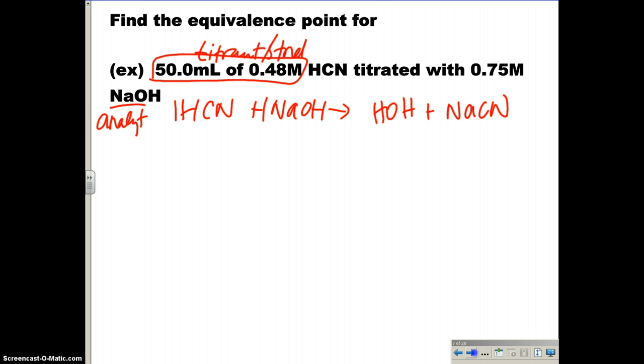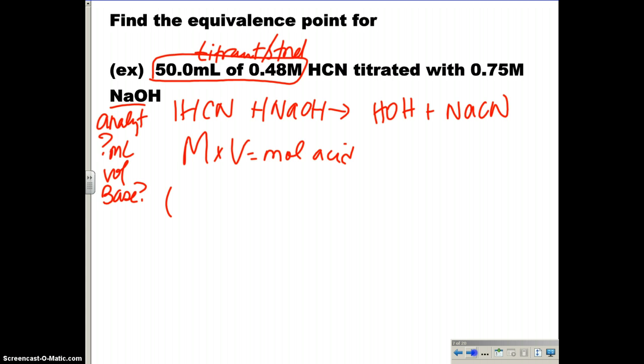So what are we looking for? We are looking for the milliliters, or the volume, of the base added, because I want to know how many milliliters of this base I need to add to the acid in order to get to the equivalence point. So this is actually quite easy. You start with your M times V to get your moles of the acid, and then you do your mole-mole ratio to get your moles of your base, and then you determine the volume with the molarity.